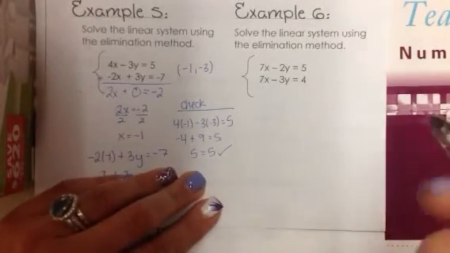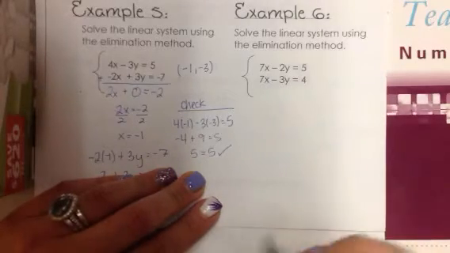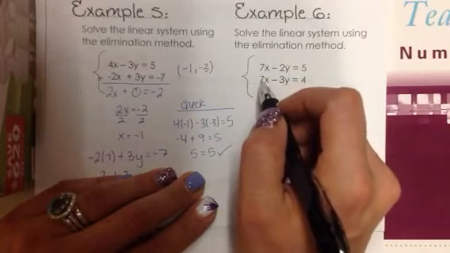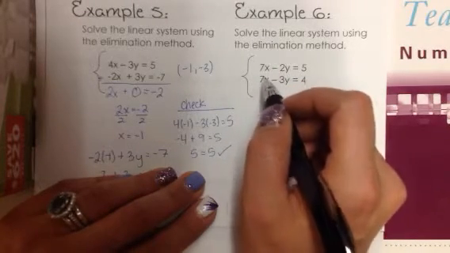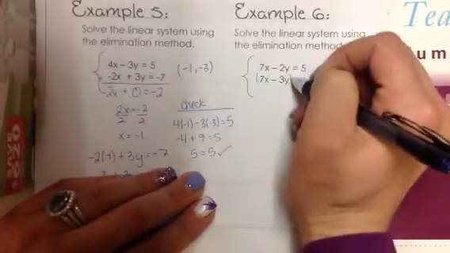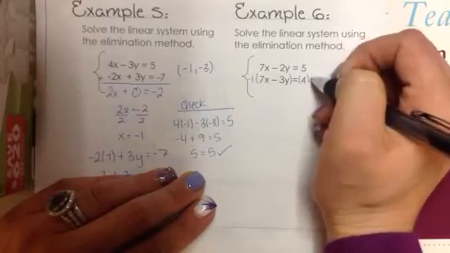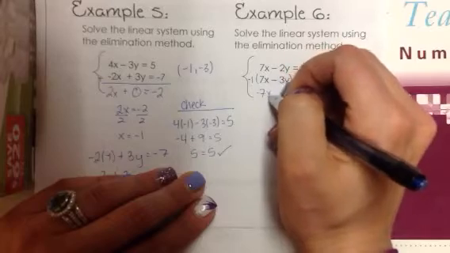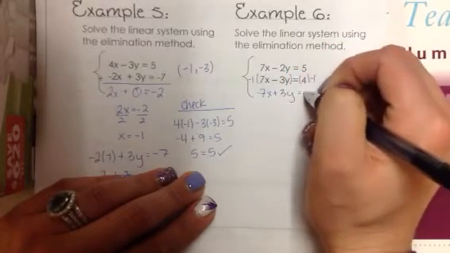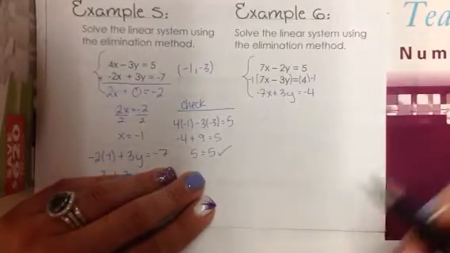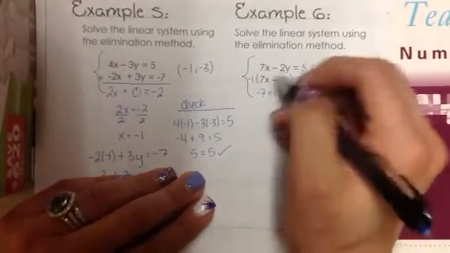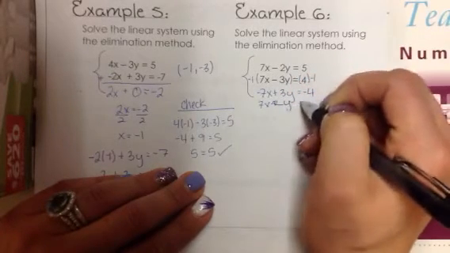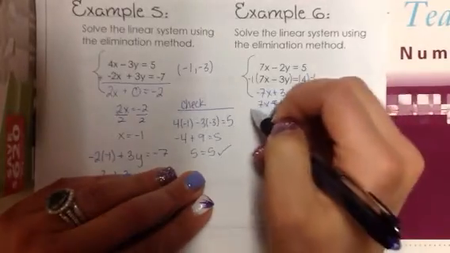What we can do is use the multiplication property of equality and multiply both sides of one of the equations by, say, a negative 1, so that this one becomes negative 7x, so that we can eliminate the x variables. So if I multiply the second equation by negative 1 on both sides, my new equation, which is still equivalent to this one, is negative 7x plus 3y equals negative 4. So now I can take that and add in the first equation. So I'm going to rewrite the first equation down here.